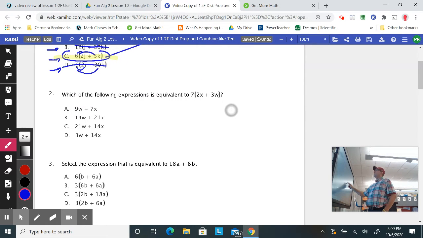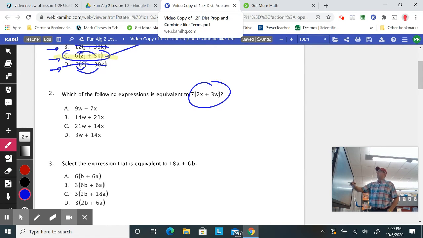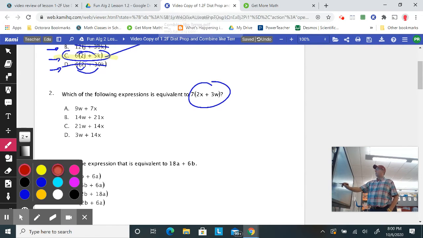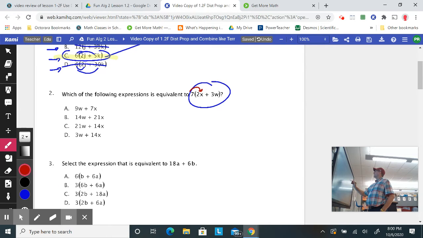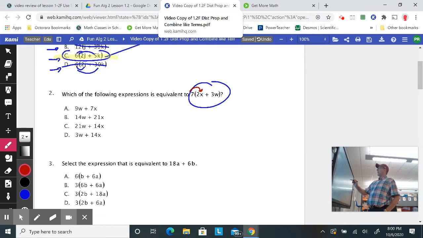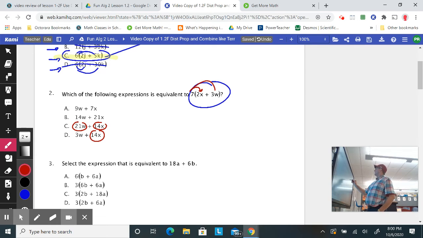Number 2, look at the expression here. You would just distribute. You would distribute the 7 times the 2x, which is 14x. I see a 14x here and a 14x here. And then 7 times 3w is 21 w's. Right there, there's addition. So it's got to be C.